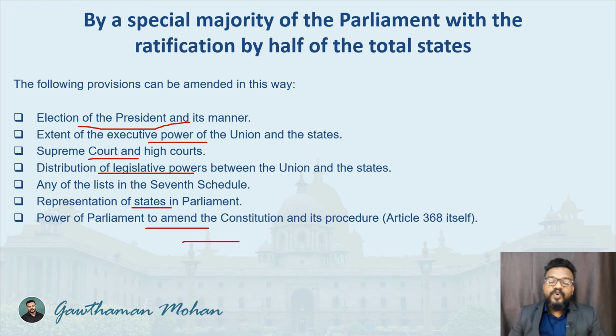So if you want to make certain changes to Article 368 also, you need to follow this particular amendment procedure, that is by a special majority of the parliament with the ratification of half of the total states. So these are the important aspects regarding the amendment procedure. I think now you got an answer. Why do we need amendment in our country? Why do we need amendment in the constitution? I think you got the answer now.